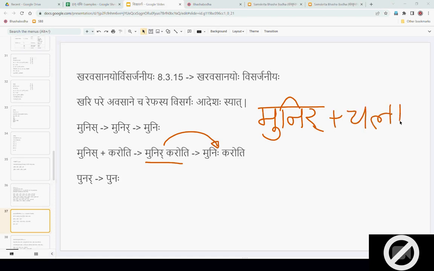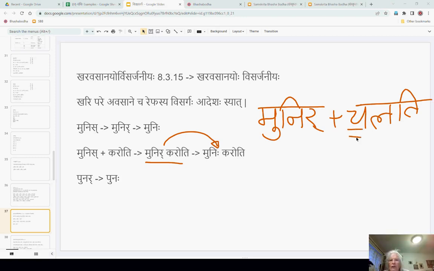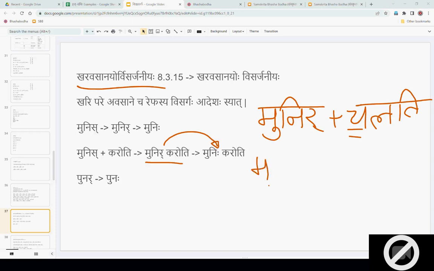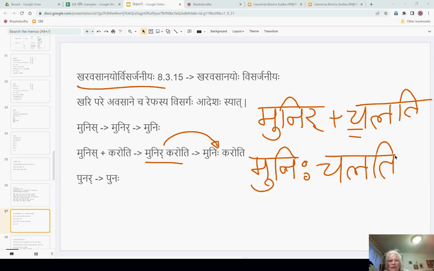Chalati. What is this? Cha. It is a hard letter. So will this sutra apply? Yes. So what happens if you apply that sutra? Muni chalati. So here the Visarga comes. In place of Ra, Visarga comes.